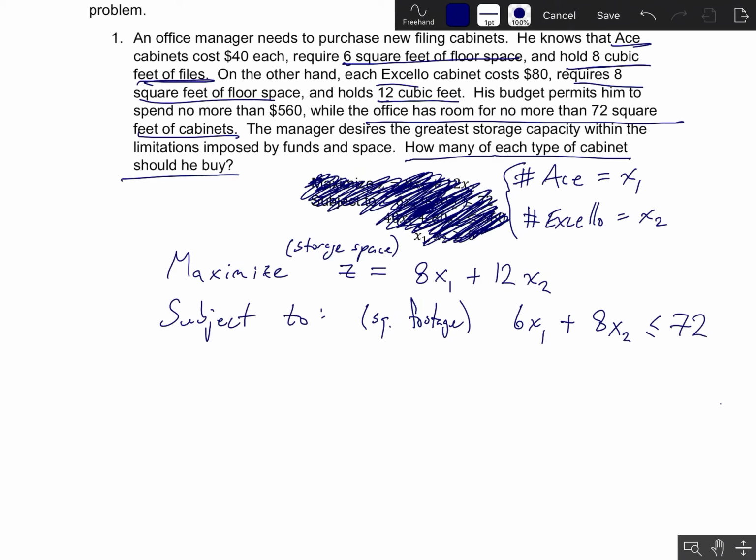square feet. So this is an inequality because we don't actually care whether we use the entire 72 square feet of floor space. It may be that we can only fit in so many cabinets, or maybe our budget is too tight to actually use all of the floor space. We're just trying to maximize this objective function, but we do have to be subject to this constraint. But we're not necessarily going to use all 72 square feet of floor space. And then we also have this budget constraint.